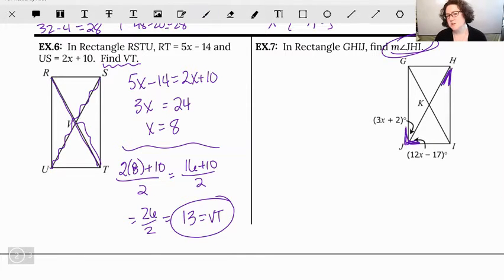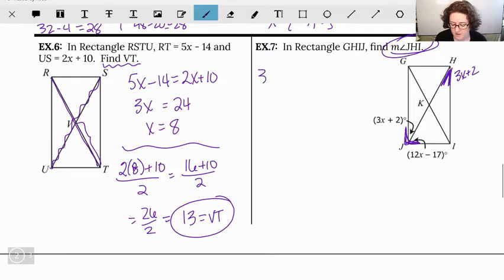So the angle they're looking for is this one. So once we know what our answer is for x, how are we going to use our info to solve for that angle? Well, which angle is congruent to that top angle up by H? If you use your alternate interior angles, it's the same as the 3x plus 2 angle. So once we solve for x, just plug it back into that piece.